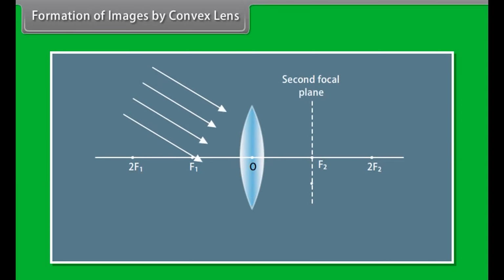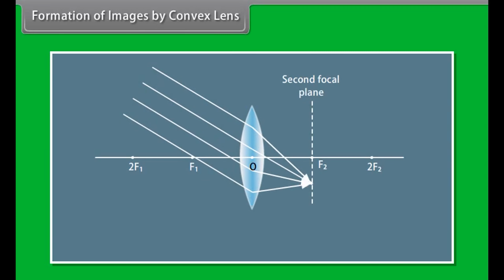When the object is placed at infinity and the rays are not parallel to the principal axis, then the image is formed at the focal plane on the opposite side of the lens as that of the object.